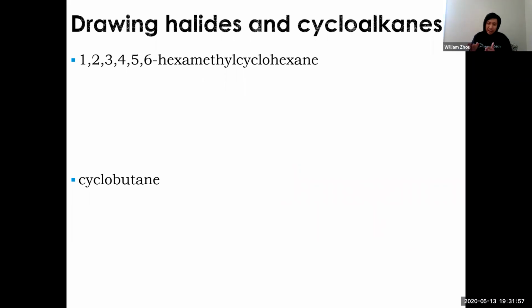Okay, so we've been naming from a diagram. You can do the opposite. You can have the name and you'll be asked to draw the diagram. Now, obviously on Google Form, you won't be able to draw anything, so it'll be multiple choice, but you still have to know how to draw. So 1, 2, 3, 4, 5, 6, hexamethyl cyclohexane.